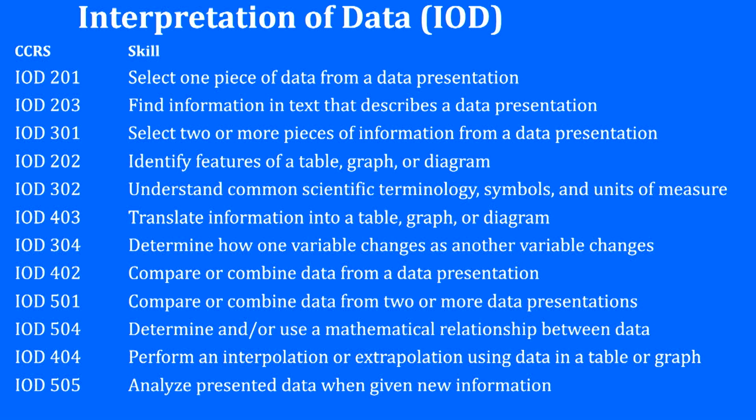So let's read IOD 201 real quick and see what this is asking you to do. This says, select one piece of data from a data presentation. Okay, that is very, very easy to do. It's the easiest type of IOD question you're going to have. In fact, it's so easy that a lot of times when a student gets to this question, they think it's a trick question and that they're missing something.